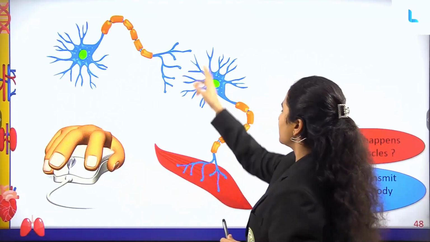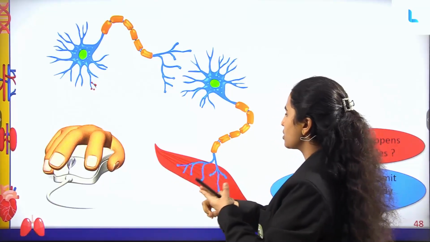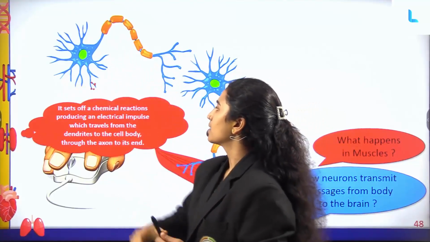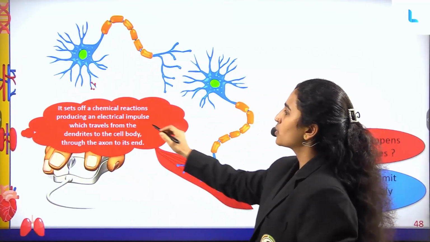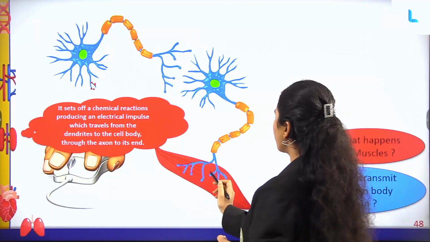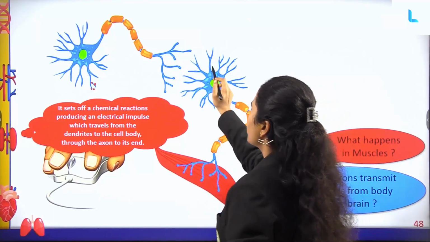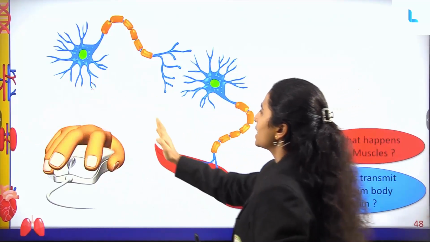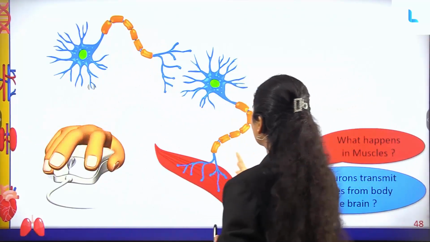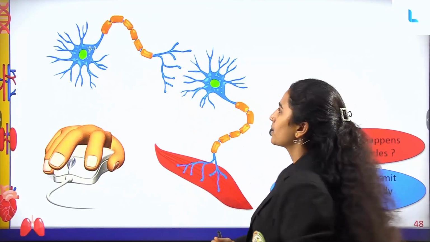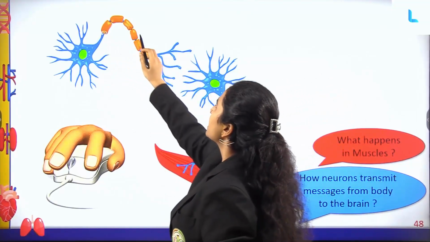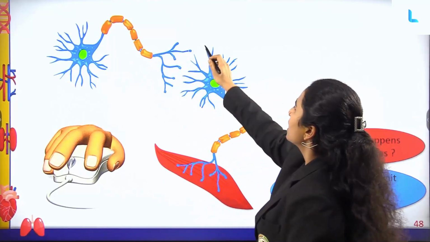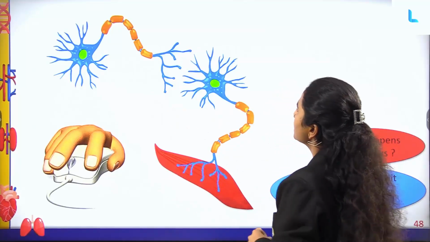So this is how they are connected. This is the tissue, the epidermis tissue of our hand, and these are the nerve endings. From here the message will be passing. It sets off chemical reactions producing an electrical impulse which will travel from the dendrites to the cell body through the axon to its end. Very similarly, these impulses will be carried like this in a series. This is the electric impulse which is being carried, and from the axons it is coming to the nerve endings, and from the nerve endings there will be a junction called the synapse.